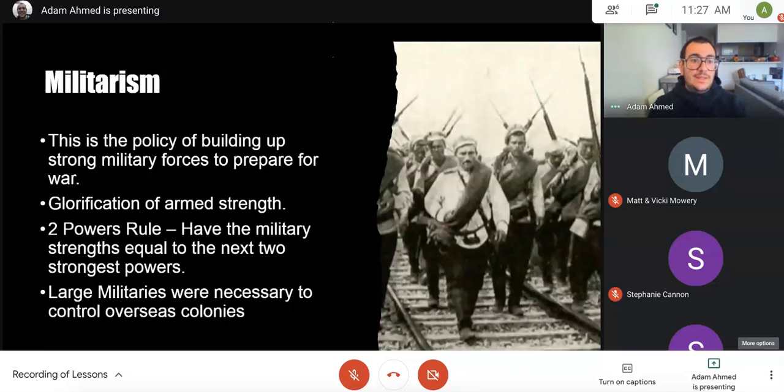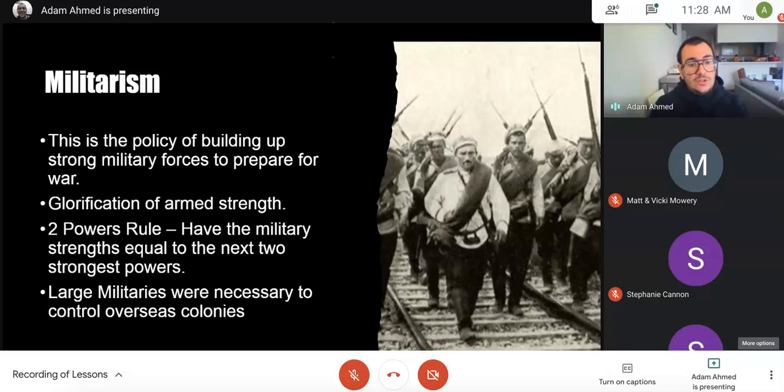So militarism. This is the policy of building up strong military forces to prepare for war. It's the glorification of armed strength. It's also the two powers rule, which means having military strength equal to the next 2 strongest powers. So that would mean, for instance, if I'm a country, I would try to have my military strength equal to both of you, the next 2 strongest powers.